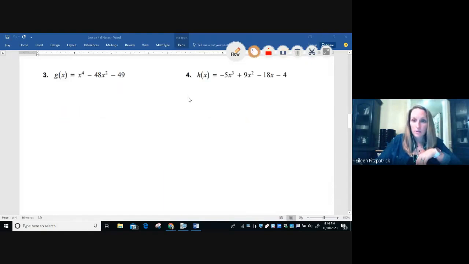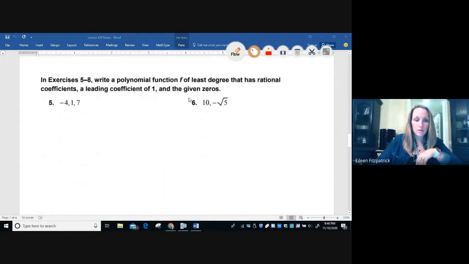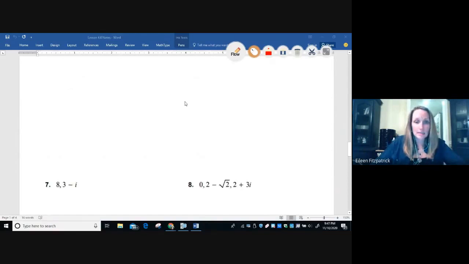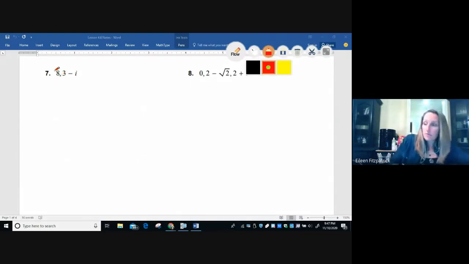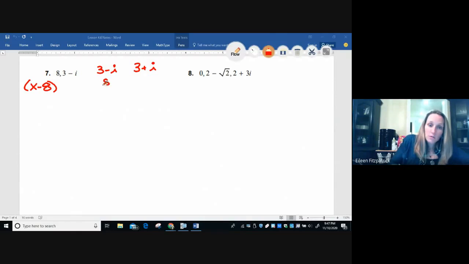All right, let's erase and move down. Okay, we did a bunch of these examples in the last lesson as well. So I think I'm just going to do 7 and 8. So for 7, if 8 is a solution, that means the binomial factor is x minus 8. And then if 3 minus i is a solution, so is 3 plus i. I'm going to do the sum and product rule.